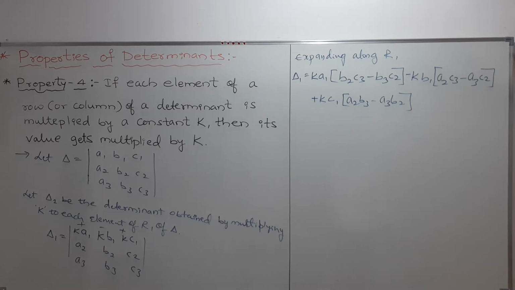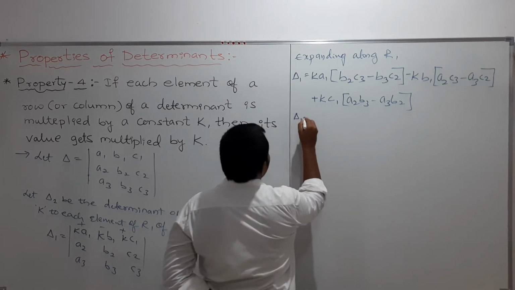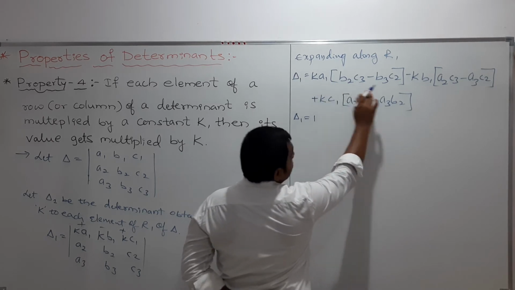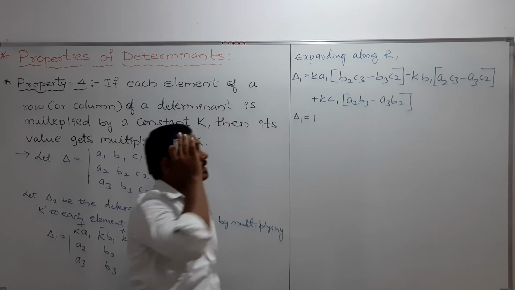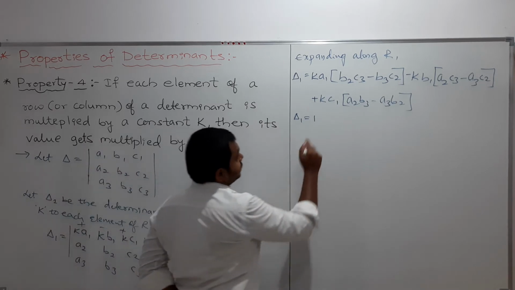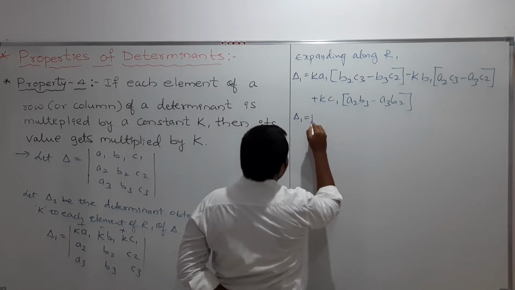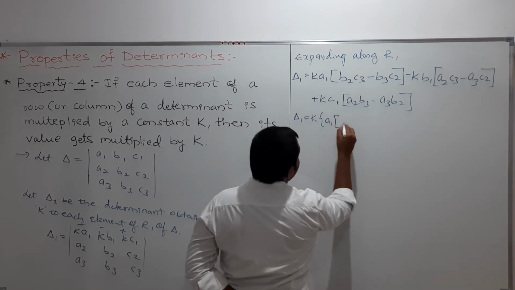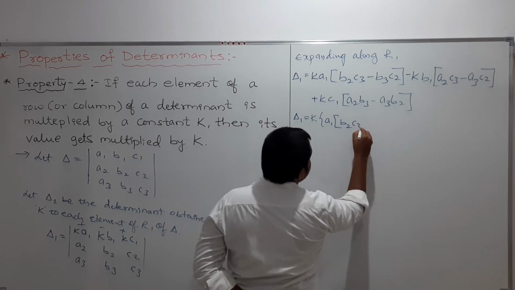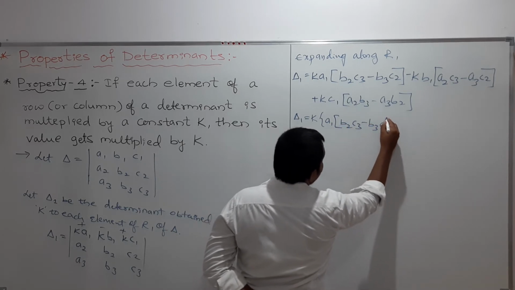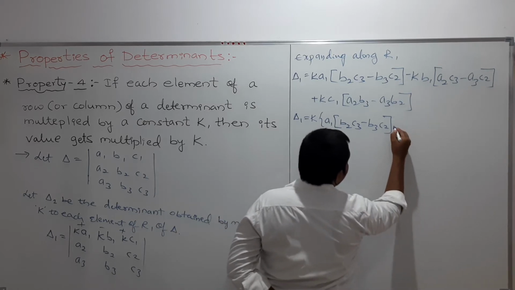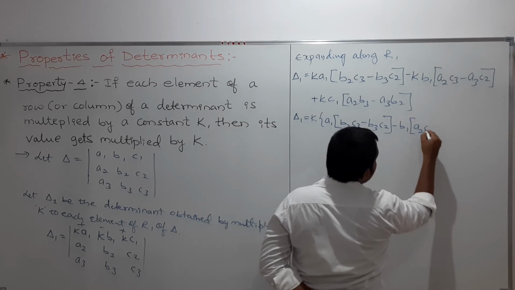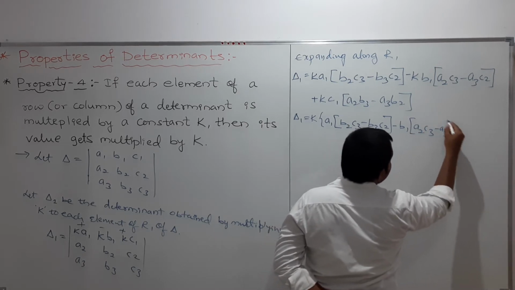Further, if you simplify, you will get delta 1 is equal to, here also k is present, here also k is present. So now I'll take the k outside, my dear students. If I take the k outside, what are the elements remaining? That is a1 into b2 c3 minus b3 c2. Next, k is already taken outside, so the remaining elements are b1 into a2 c3 minus a3 c2.